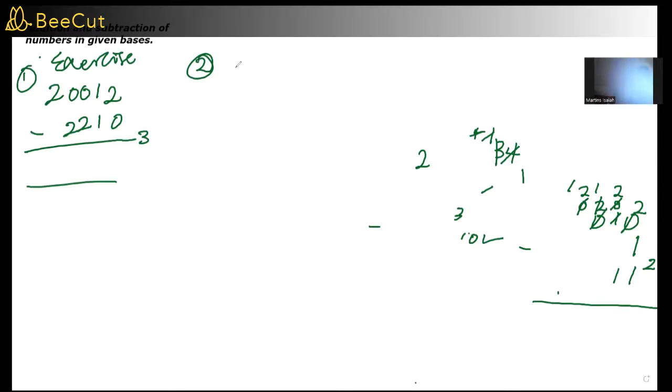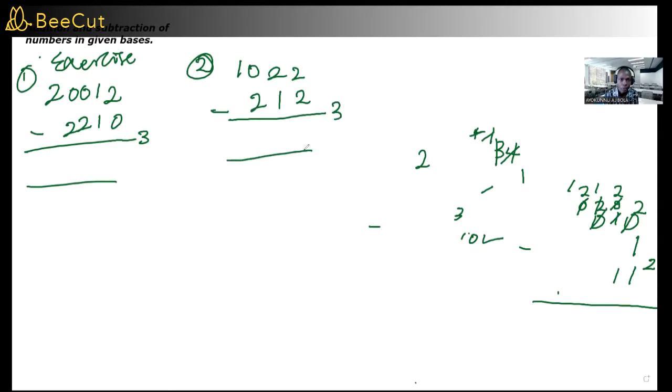Still in the same base 3. You're going to have 1022 minus 212 in base 3. So you can start all over now. You can start both of it. You have just 1 minute for that. So when you're through, just signify, then you have the correction if it's wrong, because we're going to check it together.